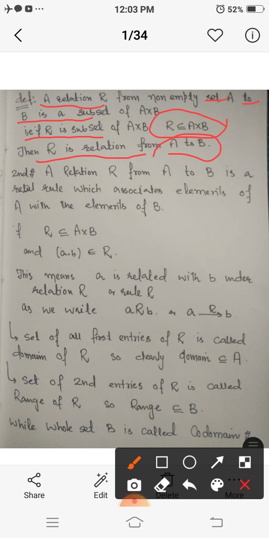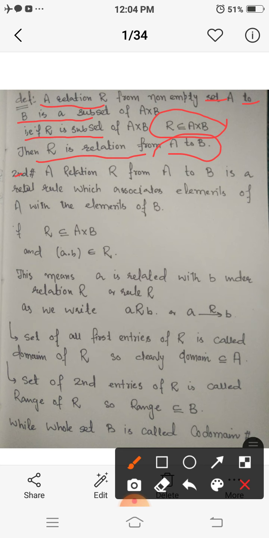So any subset of A cross B is simply a relation from A to B. Or the second definition: a relation R from A to B is a rule which associates elements of A with the elements of B. Here rule means the subset. Like we consider R6 and R7. In R6 we consider two elements, 1A and 1B. This is the rule because of which we consider only two elements from those four elements of A cross B. So it is a rule which associates elements of A with the elements of B.